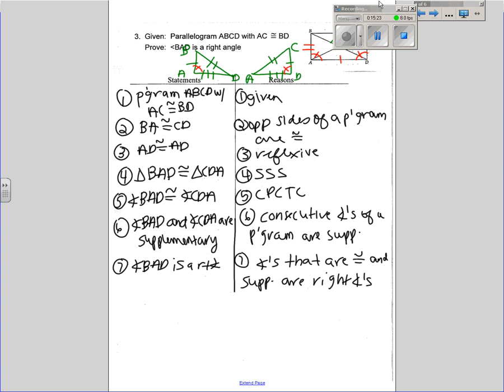So we've got the parallelogram with those diagonals being congruent. We know we're a rectangle already, but we're not using that. We also know that the opposite sides of a parallelogram are congruent. That's the BA and the CD. AD is reflexive. We've got congruent triangles by side, side, side. We've got congruent angles by CPCTC. Those congruent angles are consecutive angles, so they have to be supplementary because it's a parallelogram. And any angles that are both congruent and supplementary have to be 90. Alrighty, that's it. Good luck.